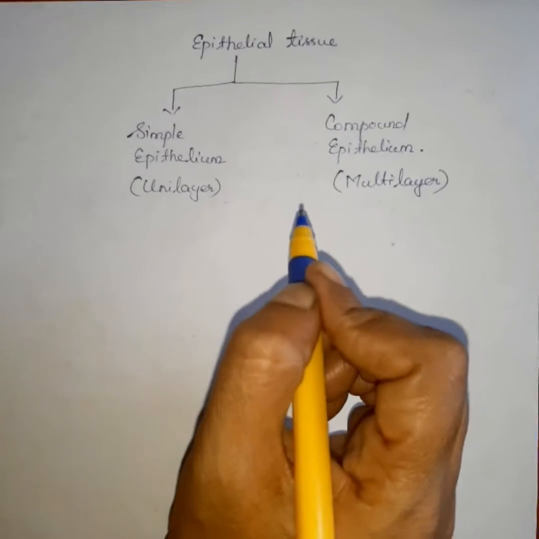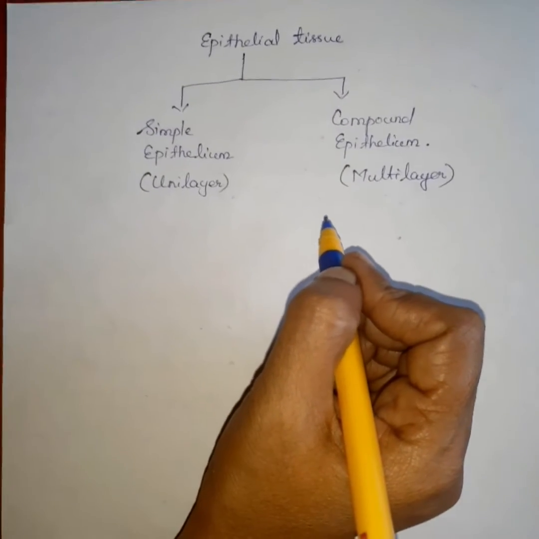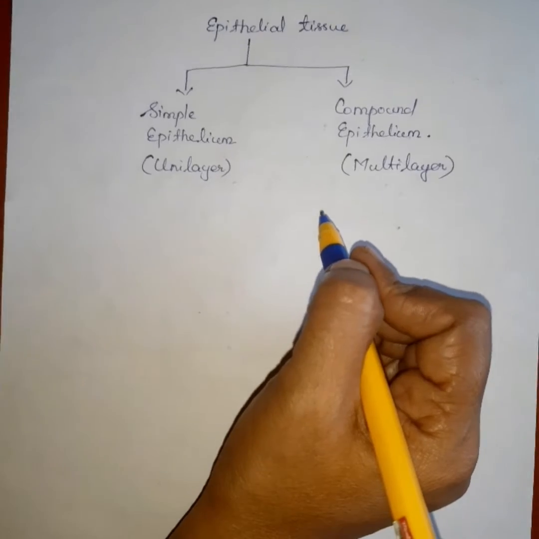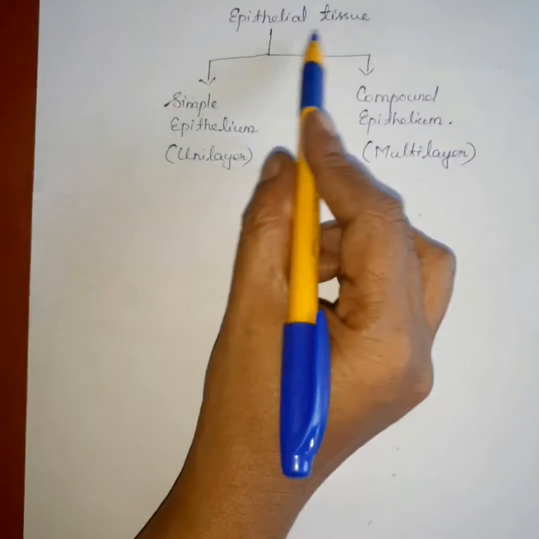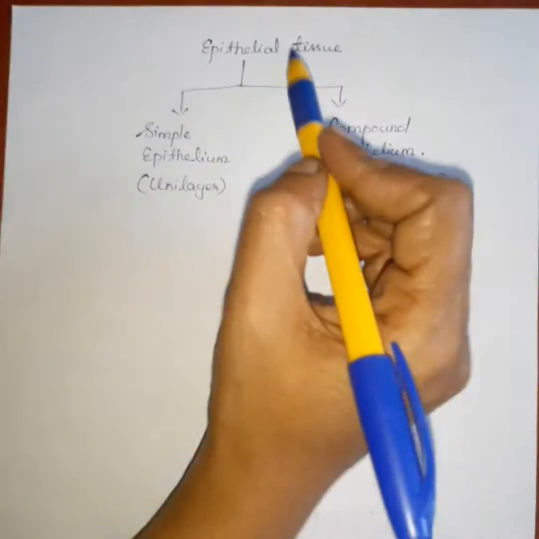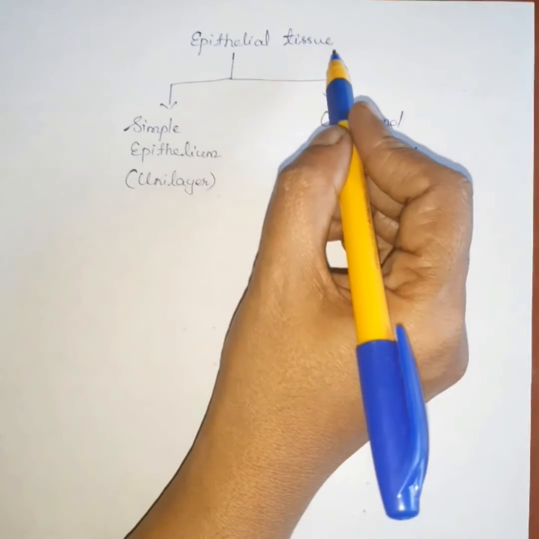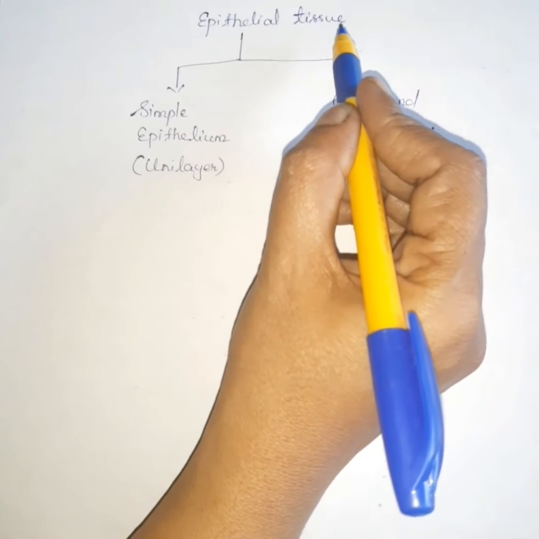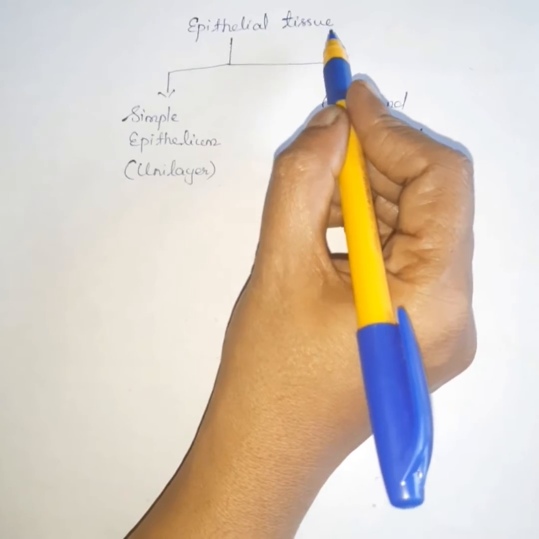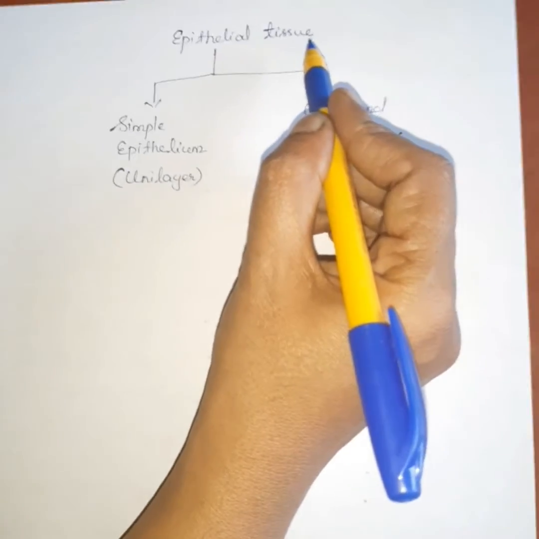Students, now we are going to learn about the two types of epithelial tissue. What is epithelial tissue? The epithelial tissue is the simplest tissue. It covers the external surface of the body.